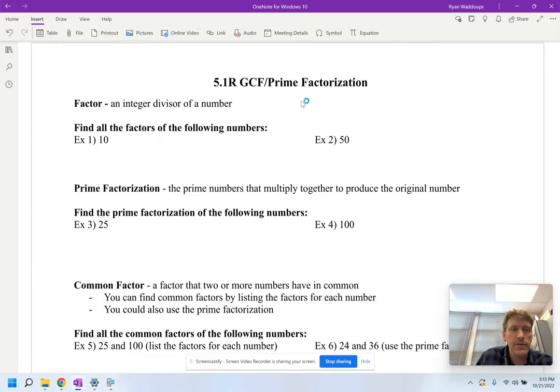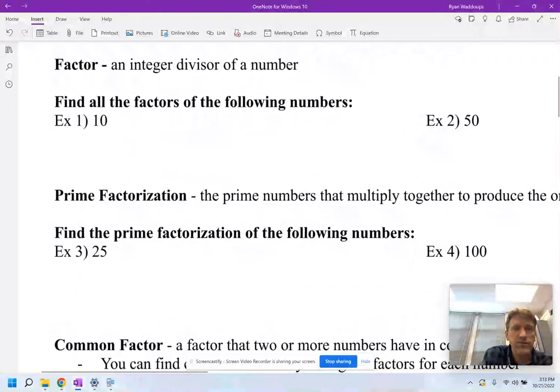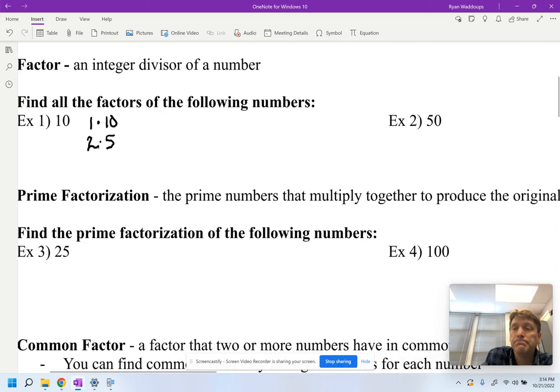In this first little exercise, we're going to try to find all of the factors of the following numbers. And so we want to do that by pairs. You always start with 1 because 1 is always a factor. You can divide anything by 1. So 1 times 10 is one set of factors of 10, and then 2 will go into 10 five times. So 1 and 10 and 2 and 5 are all of the factors of 10.